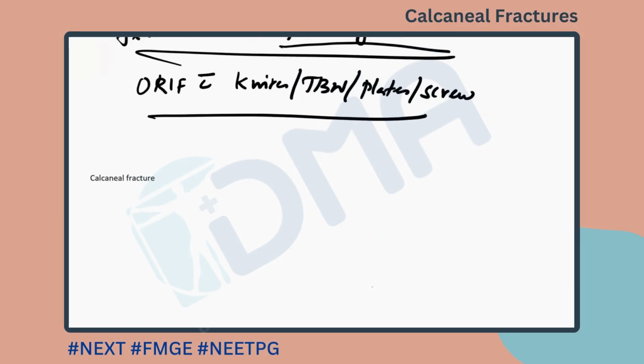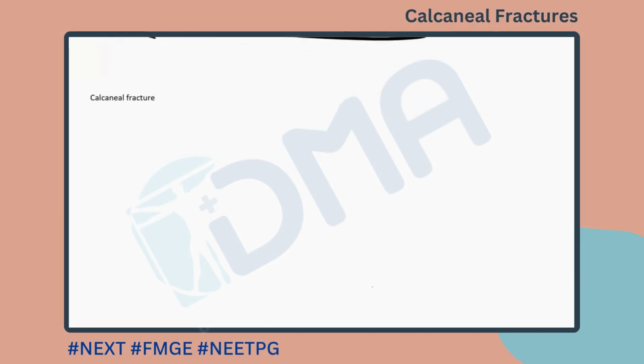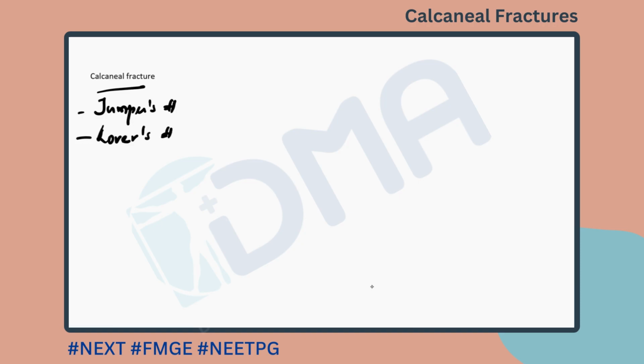Now coming to the calcaneal fracture. Calcaneal fractures are commonly seen in a person who jumps from a height and lands on his feet. That's why it is called jumper's fracture. Mostly those who jump are those who fail in love, so it is also called lover's fracture. Don't jump, guys.